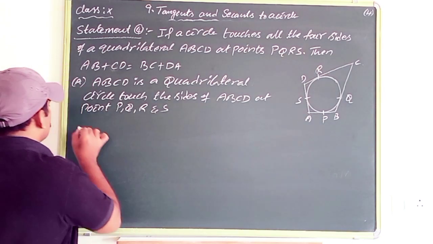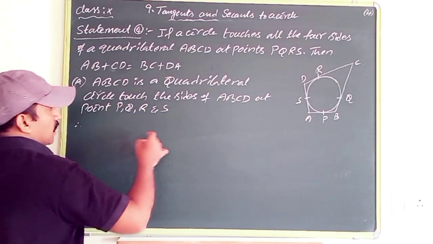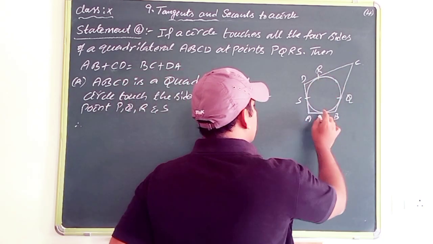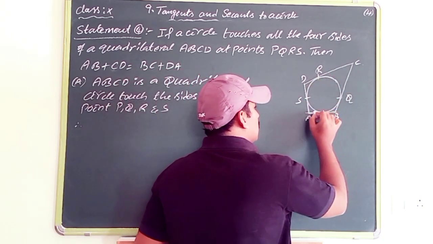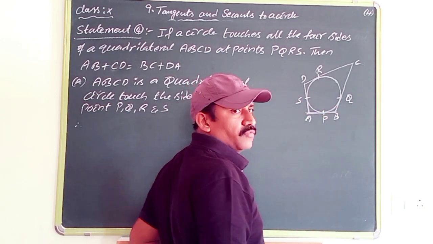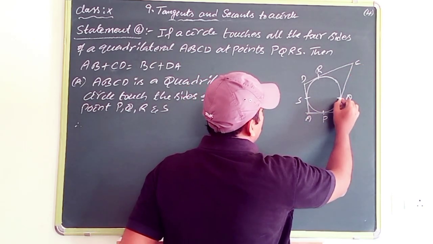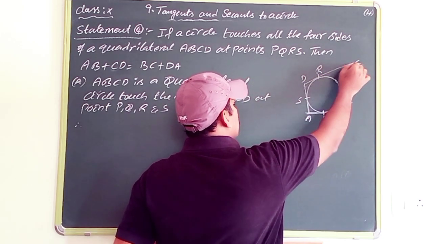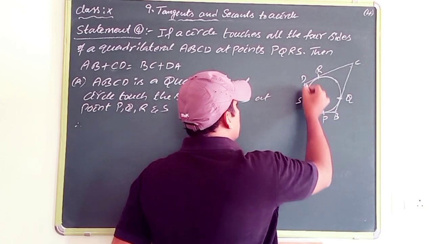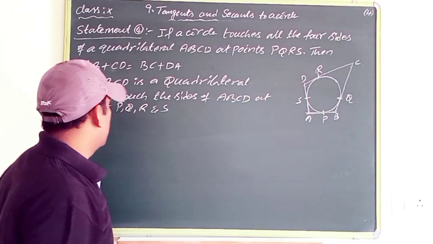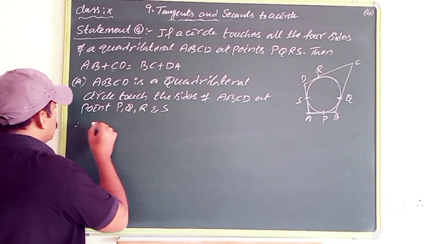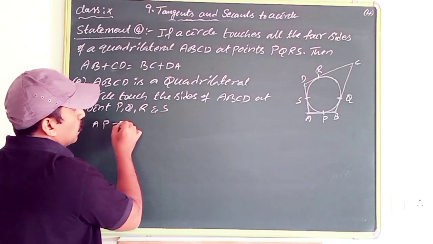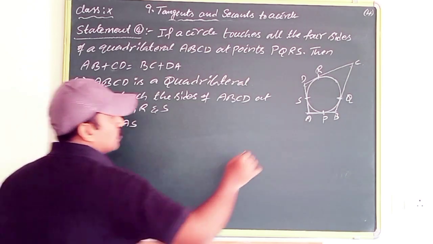So now what we do, therefore we can write, now this circle touches at points, meaning AB is a tangent and P is the point of contact. BC is the tangent, Q is the point of contact. CD is the tangent and R is the point of contact. AD is the tangent and S is the point of contact. So what we write now? AP is equal to AS.